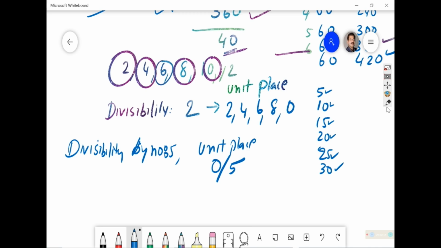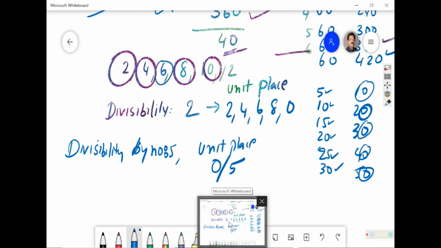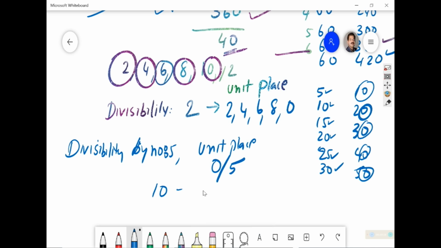And if it is 10, how are our numbers? 10, 20, 30, 40, 50. 0, 0, 0, 0, 0. So what we will say? Divisibility by number 10. What we will say? If the unit place contains 0, then we will say it is divisible by 10.